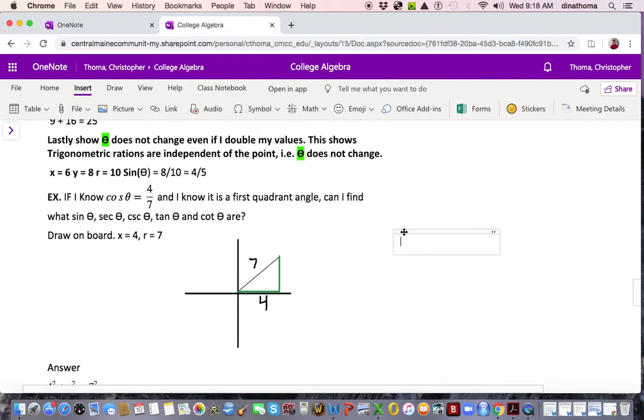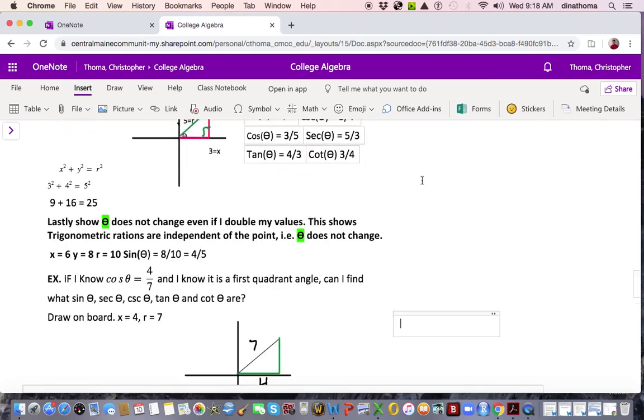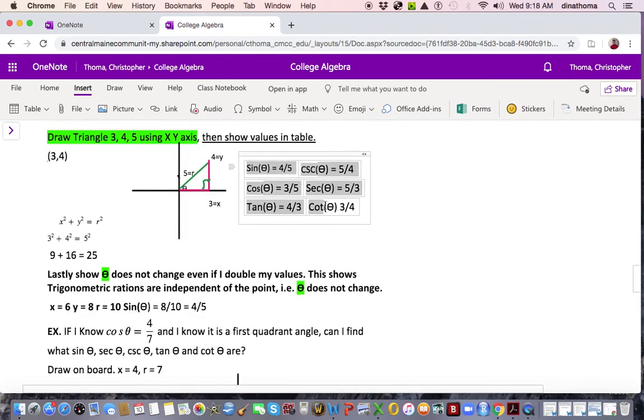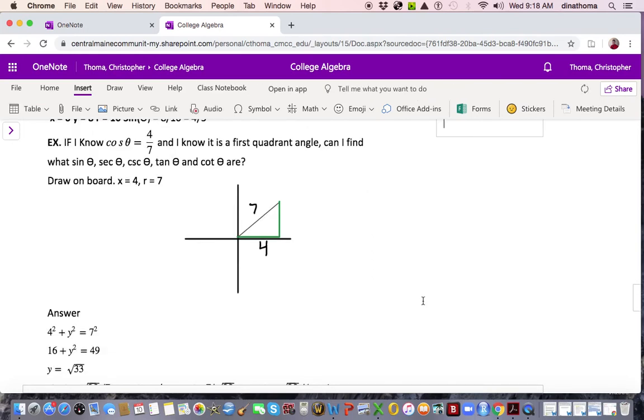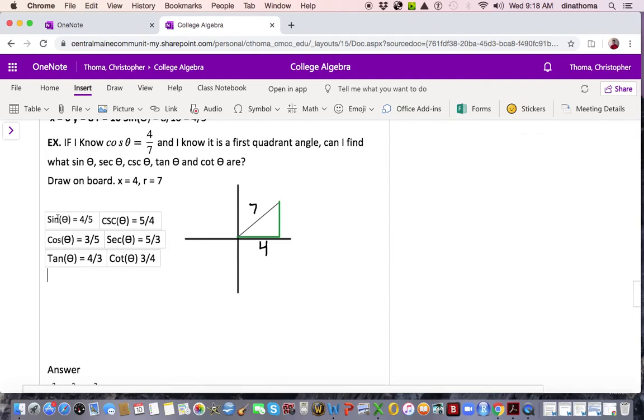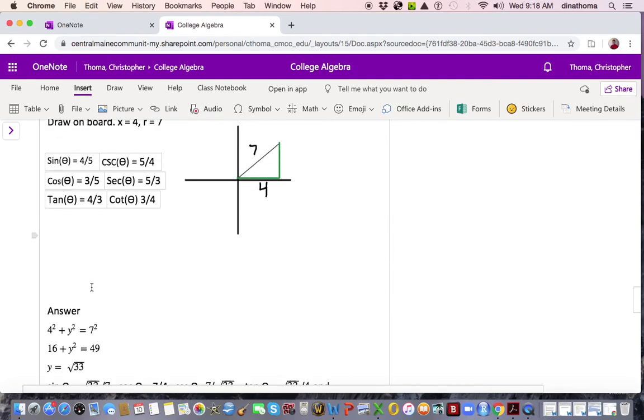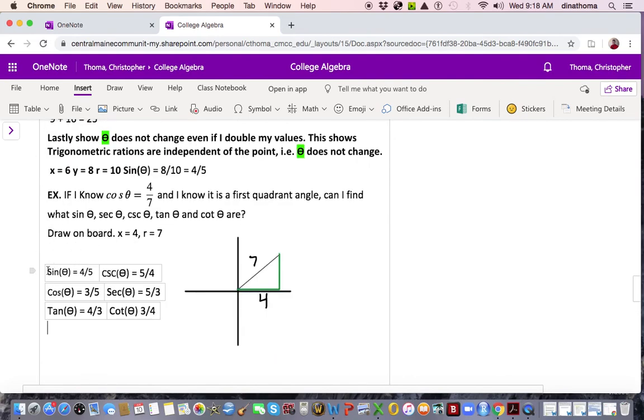So we'll build our little table here again. Actually, I'll just copy this one to be quicker. Actually, no, I have it all written down here, so we don't have to do all that.